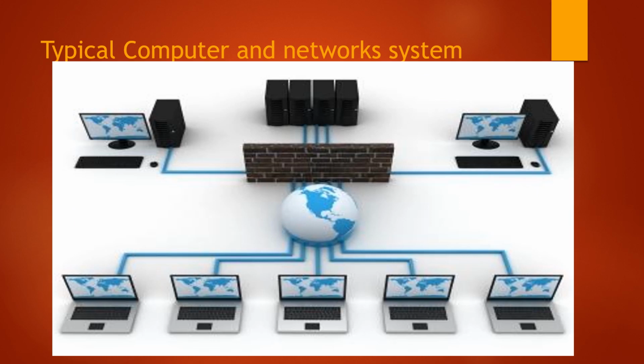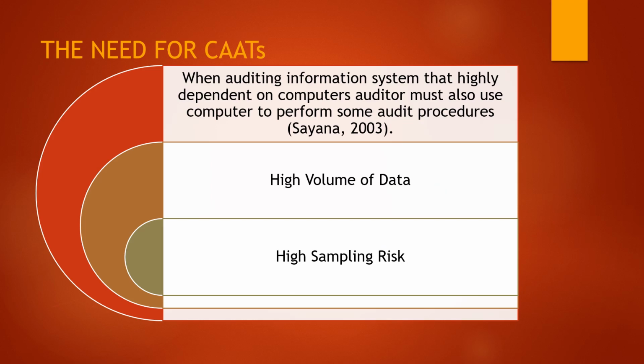So, typical computer and network system using already the internet. No? May mga kuan na siya. This is typical. So, there is a need of CAAT because auditing information systems is highly dependent on computers. The auditor must also use computers to perform some audit procedures, especially if they are already using the accounting information system. So they are dependent on computers. So tayo din, as an auditor, you will also use computers to perform some audit procedures.